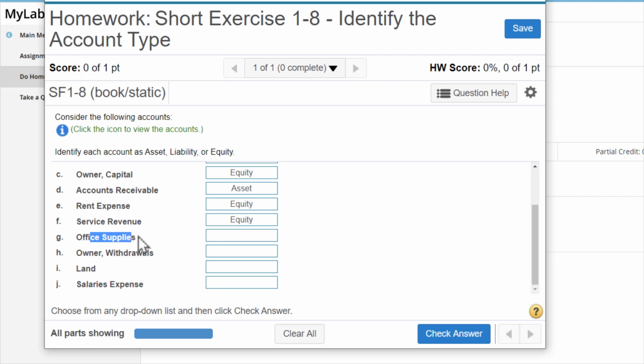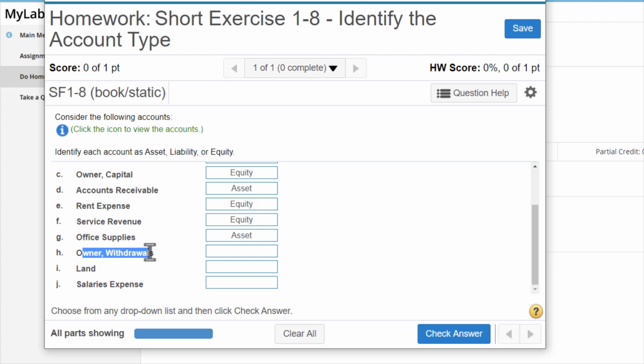Now, this one's a little bit tricky. This book assumes that you bought a whole bunch of office supplies, and it's going to take quite a while for you to use up your office supplies. So your book is saying these office supplies will have a future value. Therefore, they are an asset. Later on in Chapter 3, we'll find out that as we use up the office supplies, we will increase the office supply expense account, but that's beyond this chapter.